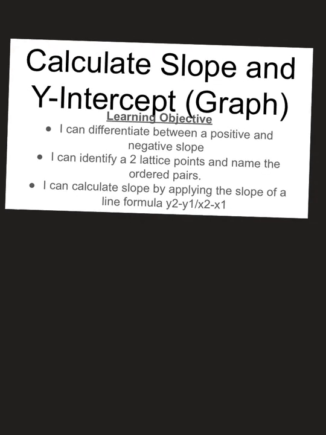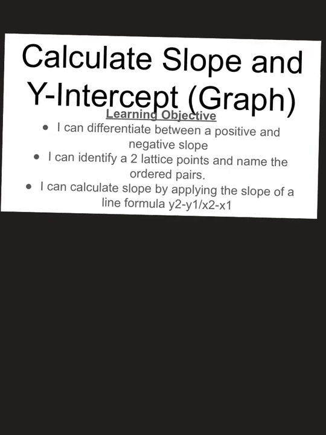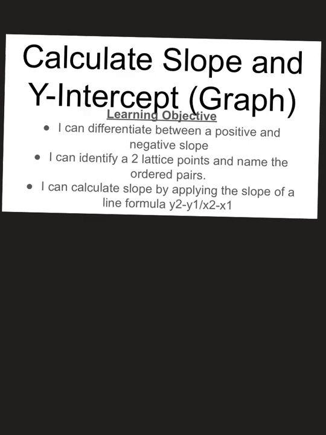So we're taking it back a little bit. We're going to be doing a little calculating of slope and y-intercept, focusing on graphs today. A couple of our learning objectives. I want you to be able to differentiate between positive and negative slopes. That's off from the jump, guys. You have to be able to look at a graph and determine, is that graph positive or is it negative? Then I want you to be able to identify two lattice points and name the ordered pair. We'll talk about what those are here in a bit. And I want you to calculate slope by applying the slope formula y2 minus y1 divided by x2 minus x1.